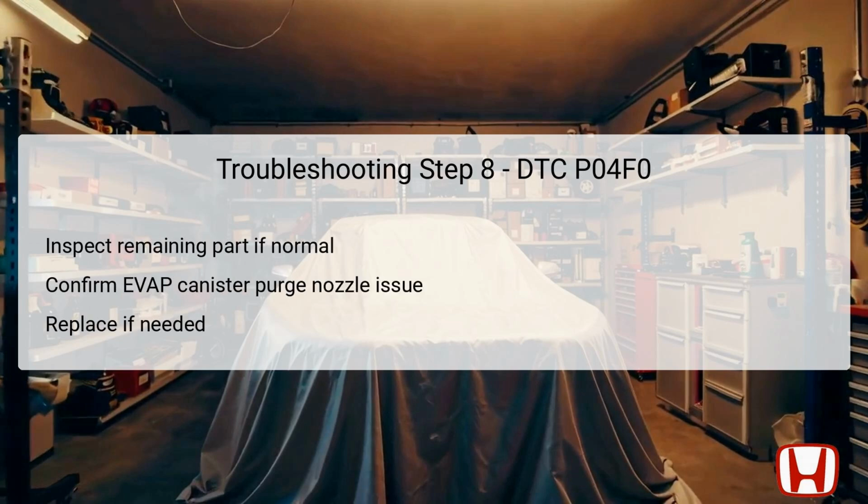In the final troubleshooting stage, if all previously inspected components have been confirmed to be functioning normally, attention shifts solely to the evap canister purge nozzle. The technician should conclude that if other inspections yield normal results, issues within this nozzle are likely the culprit for DTC P04F0. It is imperative to ensure that it operates correctly and responds appropriately to the system's demands. Replacement of the nozzle may be necessary if it's found to be faulty. Repairing or replacing the nozzle resolves the issue, thereby restoring proper functionality to the EVAP system.